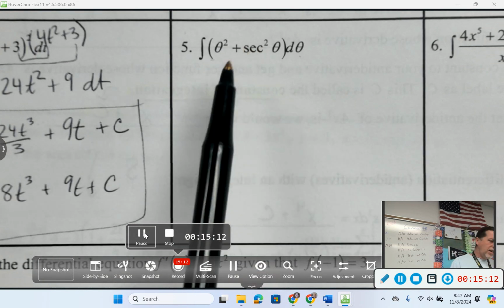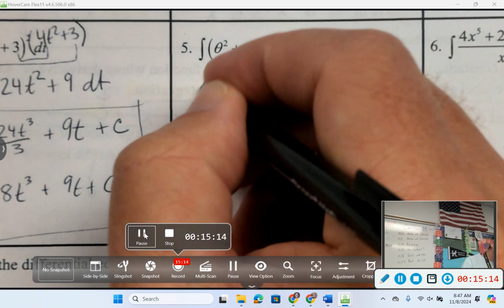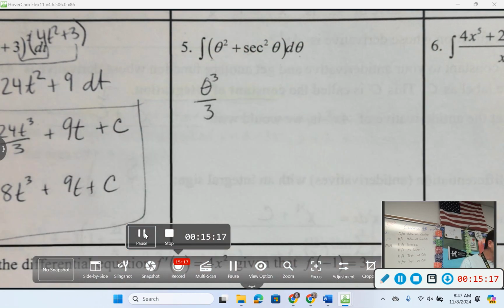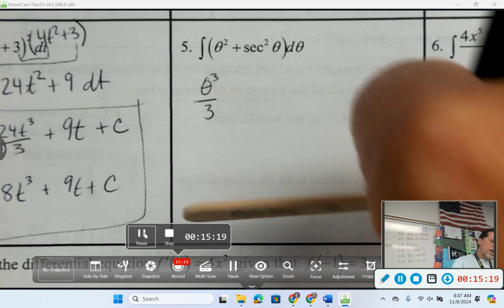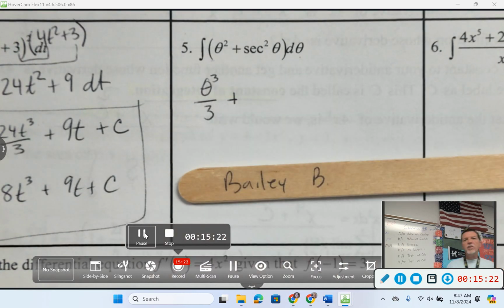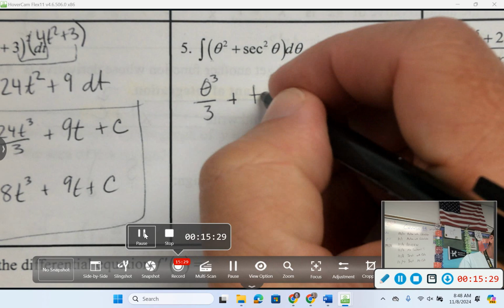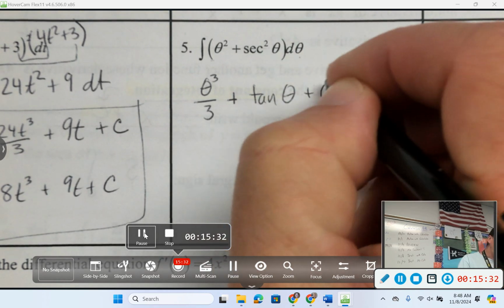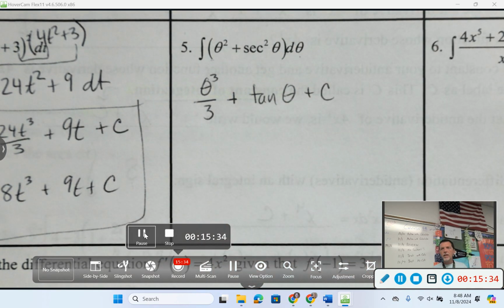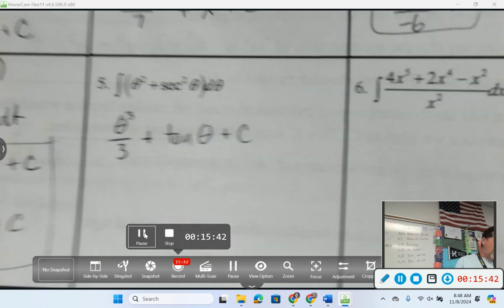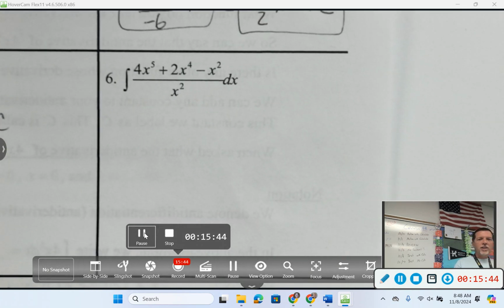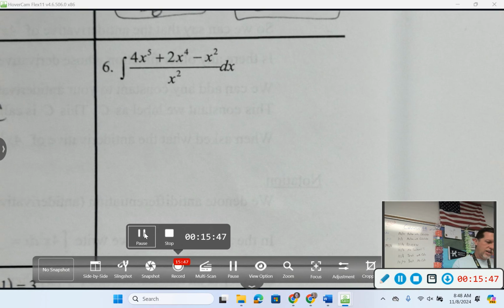Number 5, same rule. Increase the power by 1, divide by the new power. And then pick on Bailey to see if she remembers what the antiderivative of secant squared is. Good. Tangent of theta, and still a plus c at the end. So again, they're all just backwards problems. You just have to be extra careful and think, and sometimes do a little bit of algebra first, like number 6. So what do you think?